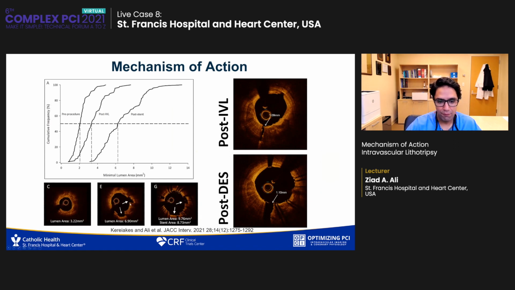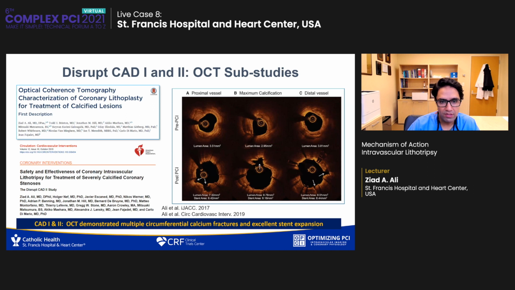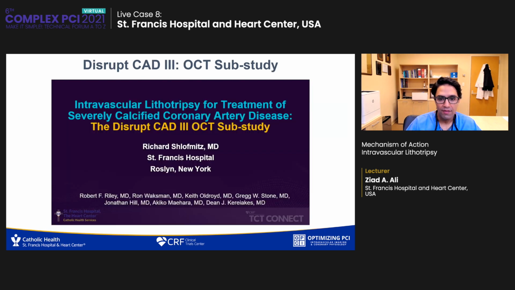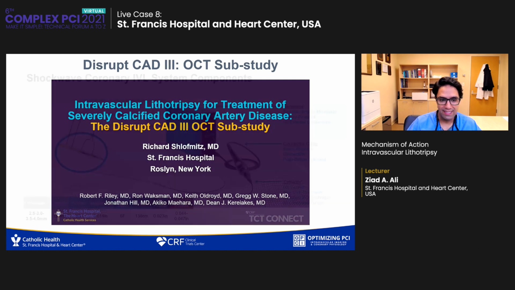The mechanism of action is clear. By leading to calcium fracture, we can actually separate these tectonic plates away from each other, and when we place a stent, we push the calcium away from each other in multiple directions. There are multiple sub-studies, including the Disrupt-CAD 1 and 2 studies, which all essentially show the same thing. The more the calcium, the more the fractures. The less the calcium, the fewer the fractures, but the less the calcium, the less you need fractures. The Disrupt-CAD 3 OCT sub-study, presented by Richard Shlofmitz, showed the same.